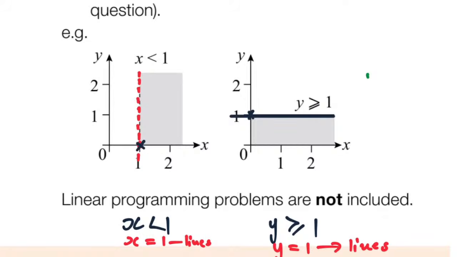This is now part 2. Regions, shading regions, part 2 of this. How do you shade regions? They always want you to shade unwanted regions. But the inequality that they give you, which is this one and this one, is the wanted one. So don't be naive. Don't shade that one. It's the wanted one. You have to shade the unwanted one.